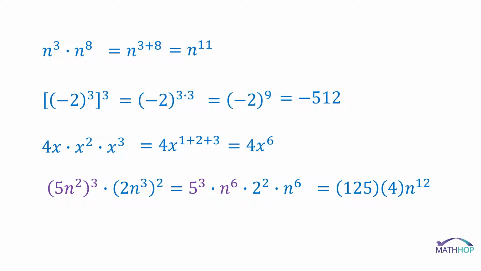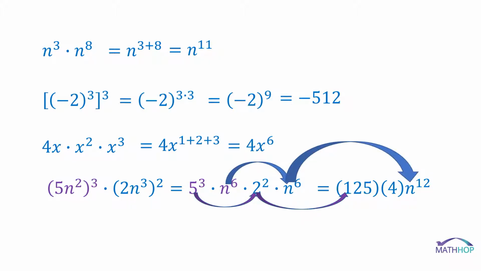Let's show you how I got there. 5 cubed times 2 squared, that's the 125 times 4. N to the 6th times n to the 6th, that's my n to the 12th. I can't leave the answer like this because I have 125 times 4. I have to go ahead and simplify that and write 500 n to the 12th power. And that is our final answer.